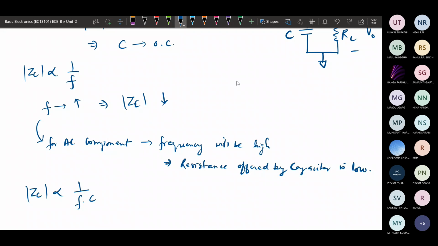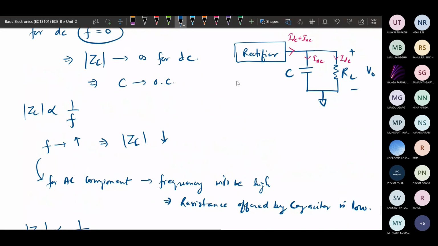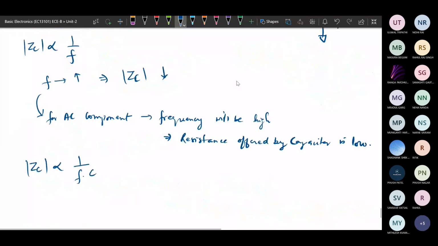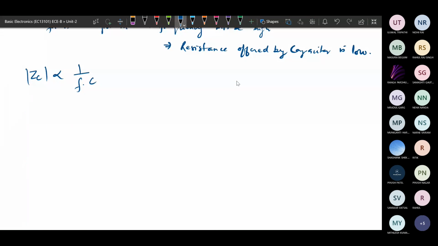In case of the DC component, the resistance offered by the capacitor is infinite. That means it behaves like an open circuit, so it will not pass any DC. All the DC will be passing through the other circuit only. Okay, so this is the basic filter circuit.